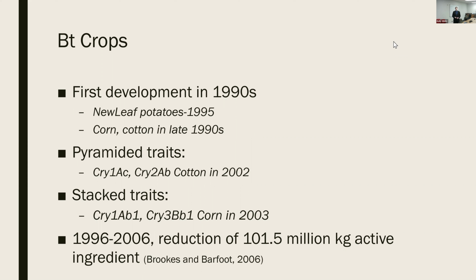In 2002, the first insecticidal product to contain pyramided traits, which are multiple traits to control a single insect, was released, with cotton expressing Cry1Ac and Cry2Ab, both targeted for control of cotton bollworm. Then the next year, in 2003, the first crop with stacked traits, or traits that are targeted at different pests, was released, being corn with Cry1Ab to target the European corn borer, and Cry3Bb1 to target northern and western corn rootworm. Over the period of 1996 to 2006, the use of BT crops, particularly cotton and corn, was associated with a reduction of 101.5 million kilograms of insecticide active ingredient, which was a great help to managing that growing resistance problem as we remove those insecticides from that selection process.